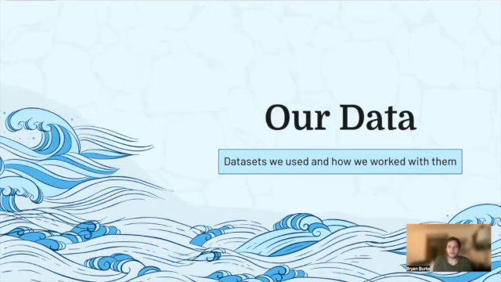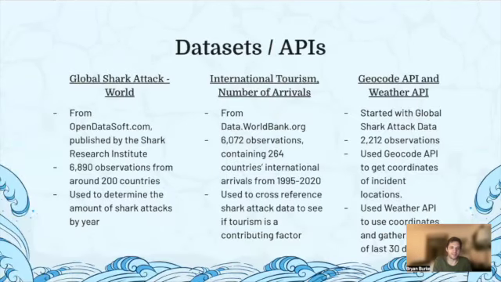We used different data sources to help us understand this problem better. Of our data sets and APIs, one was global shark attack data. It had about 7,000 observations from 200 countries involving shark incidents, and we used it to determine things like the number of shark attacks by year. We also used international tourism data with about 6,000 observations. We used this to cross-reference shark attack data to see if tourism is a contributing factor. And then we used a geocode API and a weather API to get data pertaining to the rainfall and the location of each incident to see if rainfall was a contributing factor.